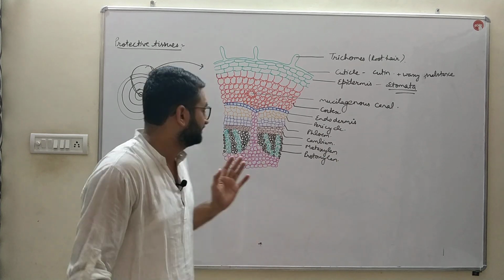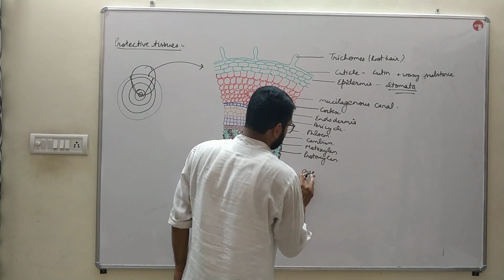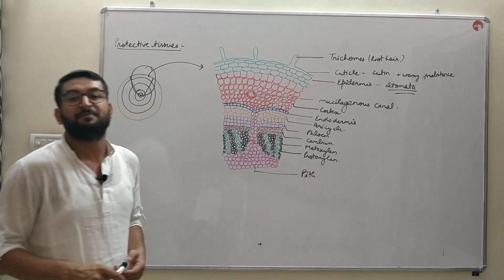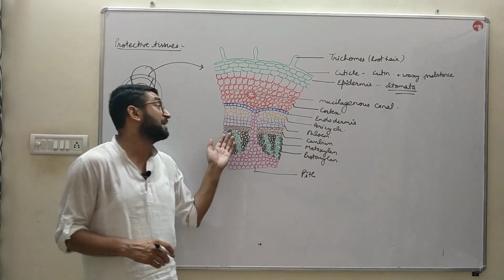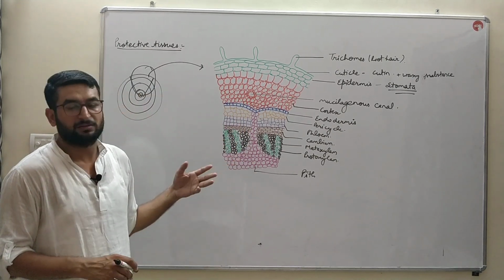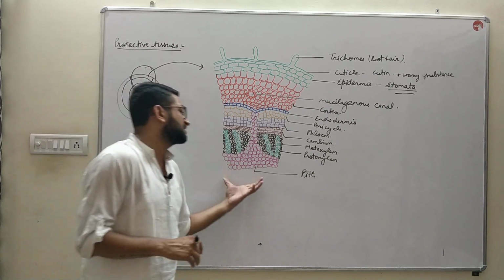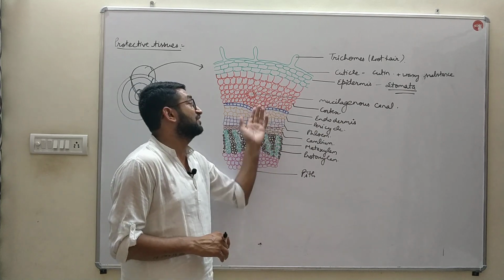Endarch. Next, at the last, at the center, there is a pith. This pith is composed of parenchymatous and sclerenchymatous cells, but the majority is parenchymatous cells in this particular region. So this is the transverse section of a stem.